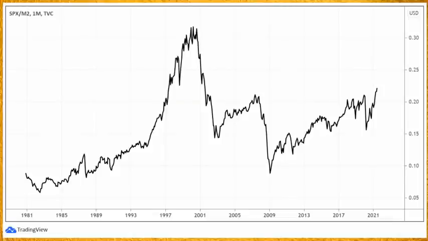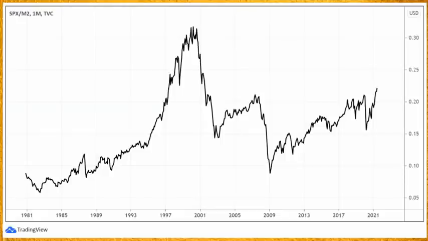Is the printed cash going into stocks? Well, the ratio of the S&P 500 to the M2 money supply has been on the rise since 2009. However, note that it hasn't reached the all-time high that we saw in 2000, so there is potential room for further upside in this. I don't think this chart gives us the whole picture though.